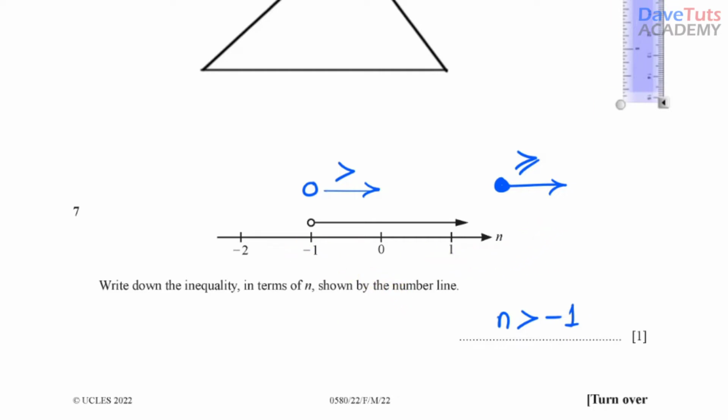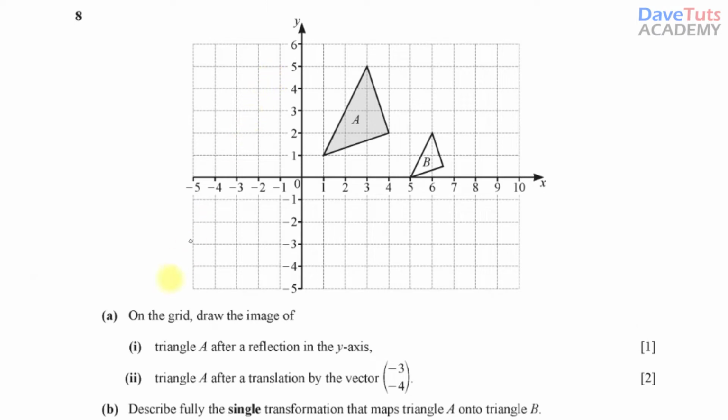All right. In this question, we're told that on the grid, we are to draw the image of the triangle A after a reflection in the y-axis. So how do we get this? Let's look at the y-axis. This is the y-axis, this straight one. I just want to depict it now. So that is the y-axis that is just shown in red.